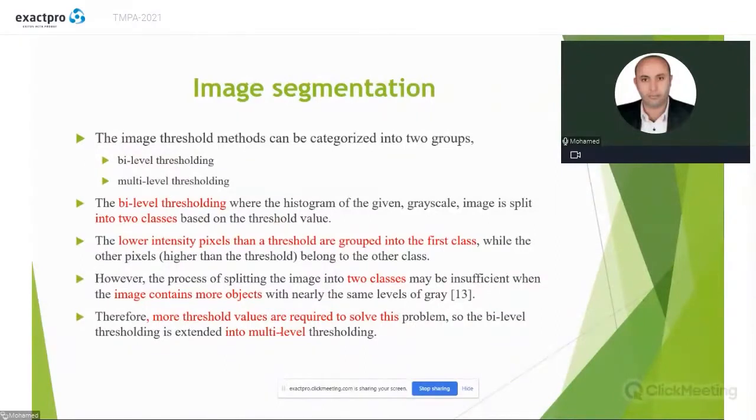So, in general, we can divide the image thresholding methods into two groups. The first one is called bilevel, the second one is called multi-level thresholding. For bilevel thresholding, we only need to determine one value, called the threshold value, that splits the current image into two classes. However, in our real application, the image cannot have only two objects, so we want to apply multi-level thresholding for this image segmentation problem.